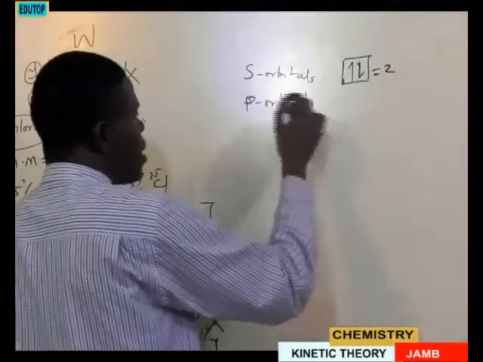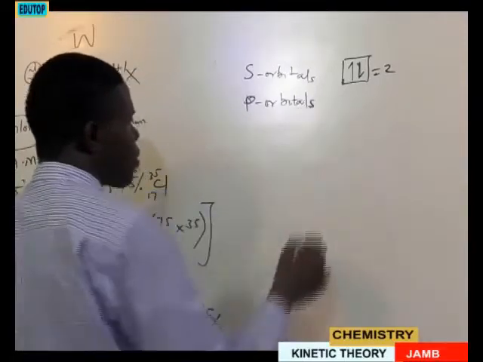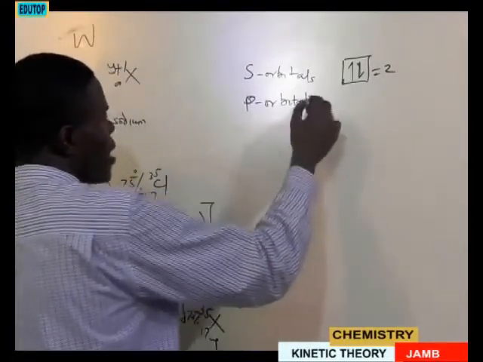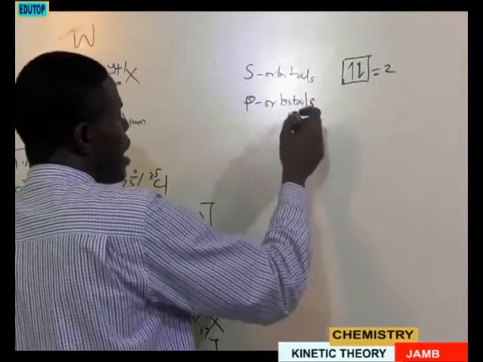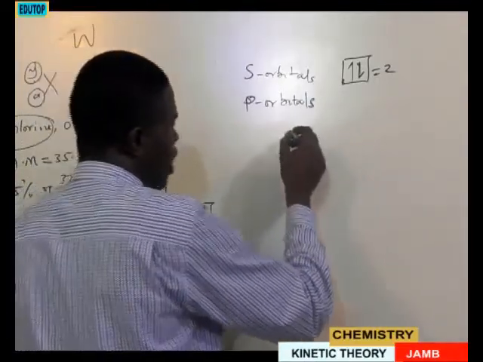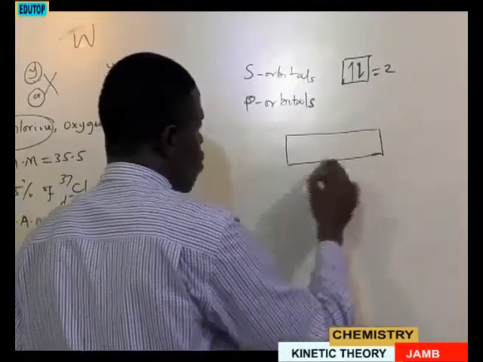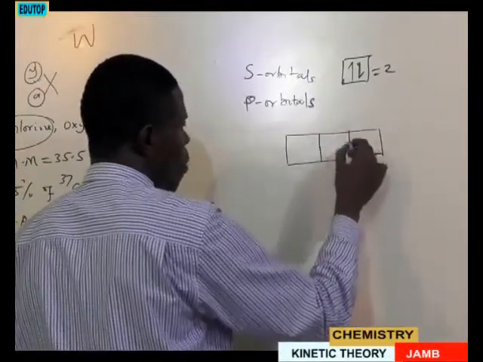In the case of the p orbitals, they are degenerate. What do I mean by they are degenerate? That means they have 3 suborbitals of equal energy. What am I saying? In the p orbitals, you have a scenario like this where you have 3 suborbitals.